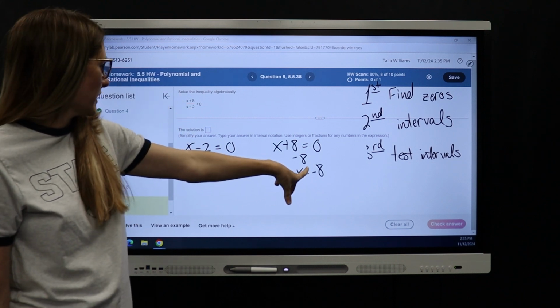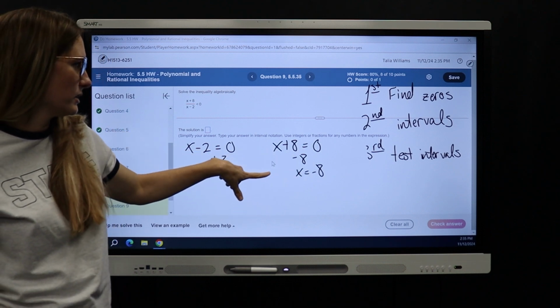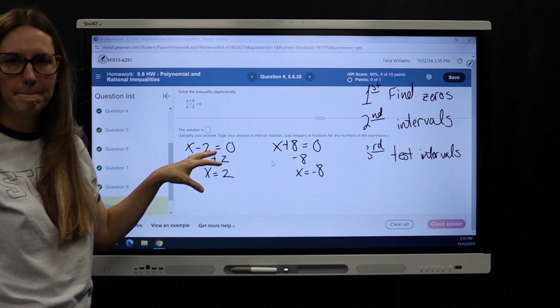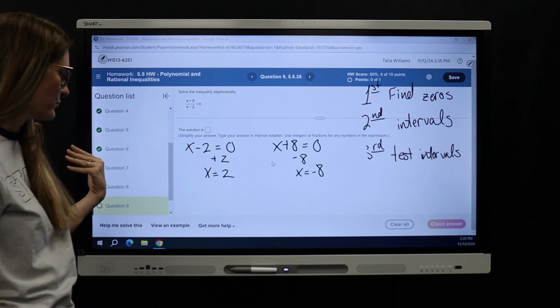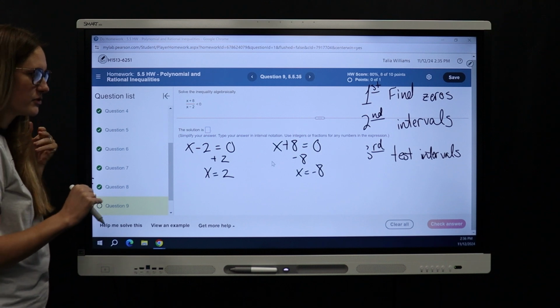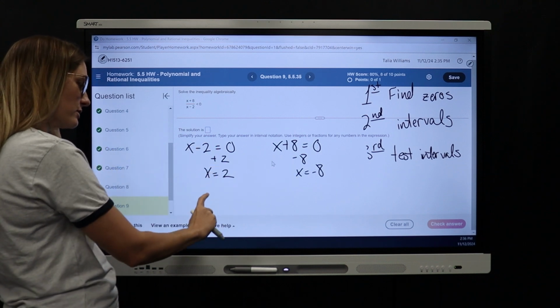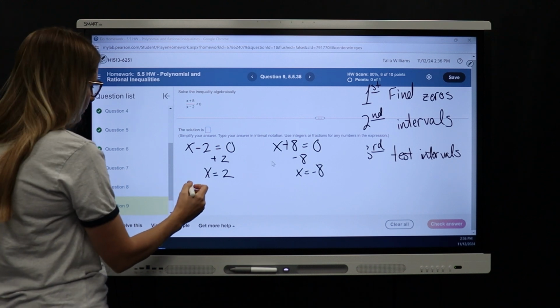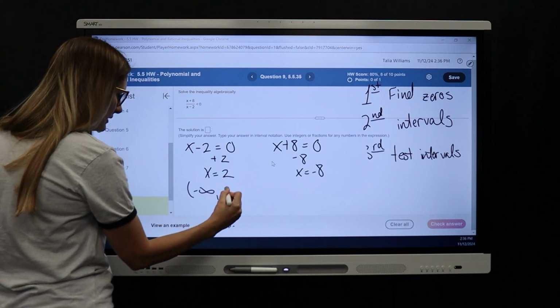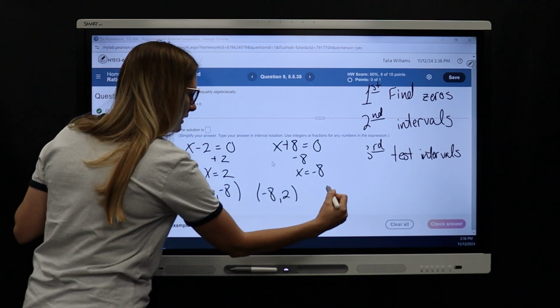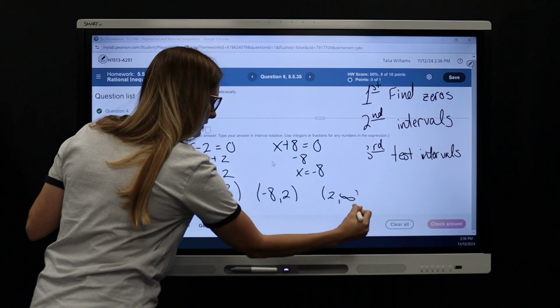And this one is our x-intercept, but these are both going to be part of our intervals. We used them in the previous lesson as well. When we were looking at those graphs, we'd split them up by the intervals, including the domain with the asymptotes. So intervals, -infinity to -8, then -8 to 2, then 2 to infinity.